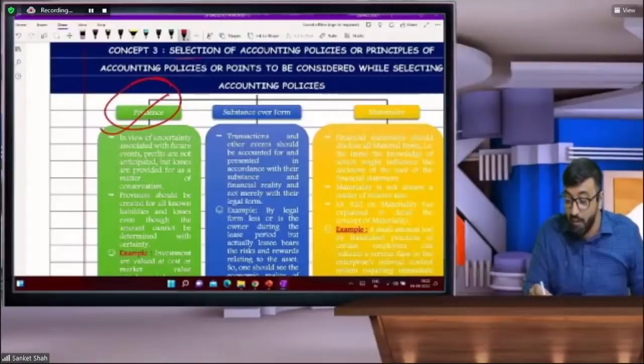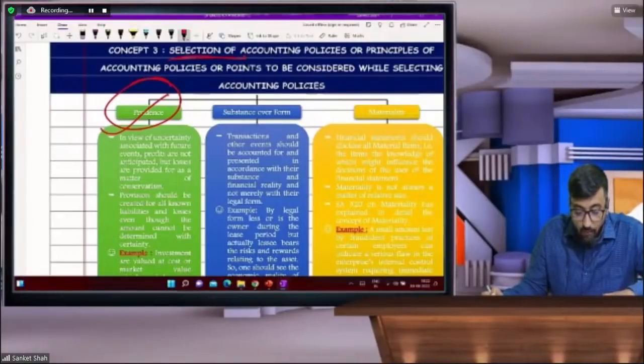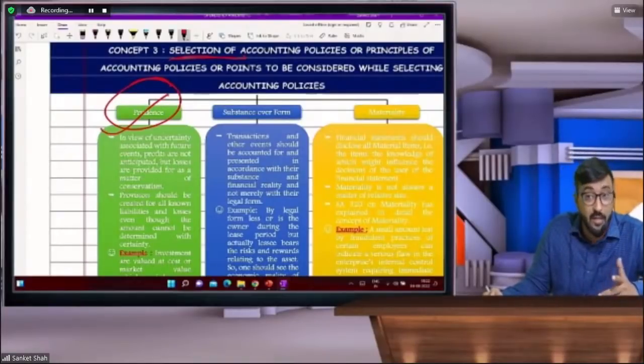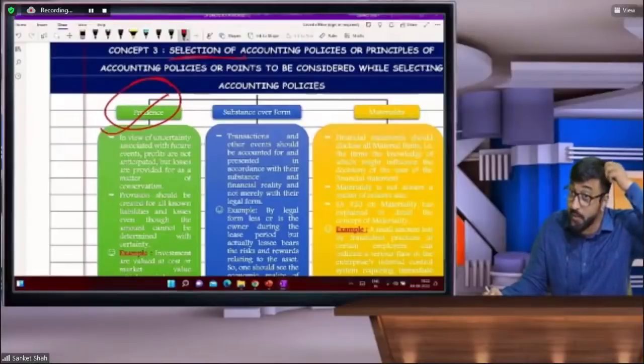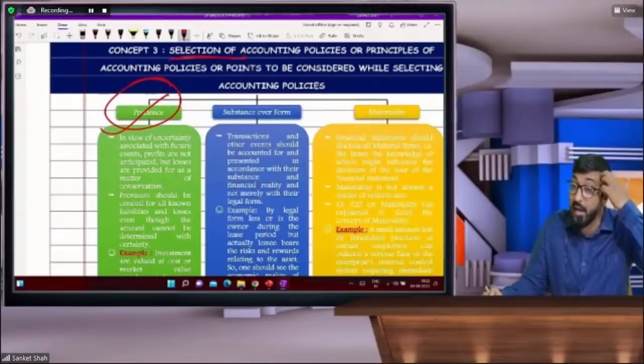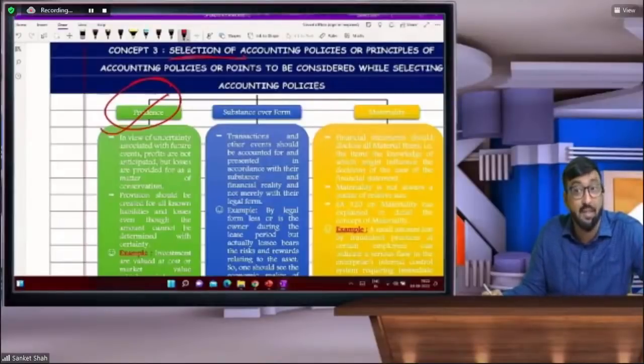So this is only for selecting the policy, that is, how to select the policy if there is a confusion. Okay. Second one is substance over form. Now what is substance over form? In hire purchase, you have already seen that substance is important and not legal form. As per legal form, the vendor is important, but as per substance, the hire purchaser will claim the depreciation. Why? Because of the substance over form concept. So whenever there is a confusion about who will record the asset, always look at the substance and not the legal form.